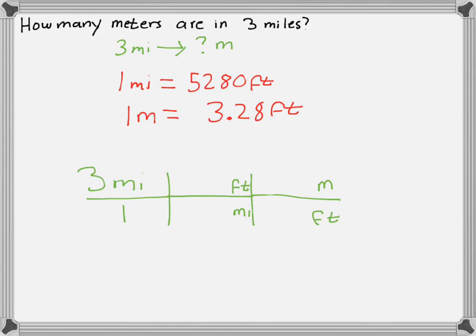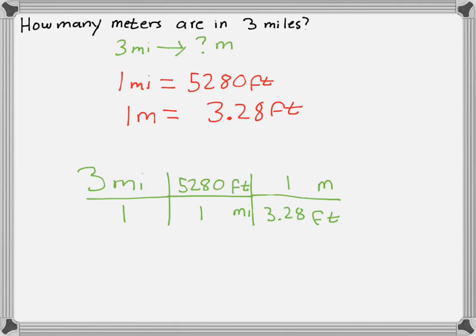Now we can put in our numbers. So we have our numbers written down here. Here's the miles to feet, which is right here. So that means for every 1 mile, there is 5,280 feet. And for every 1 meter, noticing that the meter's on the top, we're going to have 3.28 feet.